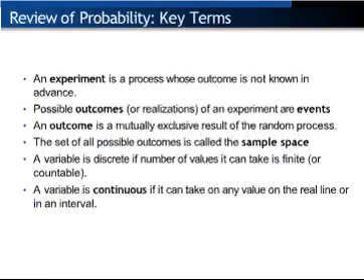Review of probability. Key terms. An experiment is a process whose outcome is not known in advance. Possible outcomes, or realizations, of an experiment are events. An outcome is a mutually exclusive result of the random process. The set of all possible outcomes is called the sample space. A variable is discrete if the number of values it can take is finite, or countable. A variable is continuous if it can take on any value on the real line or in an interval.